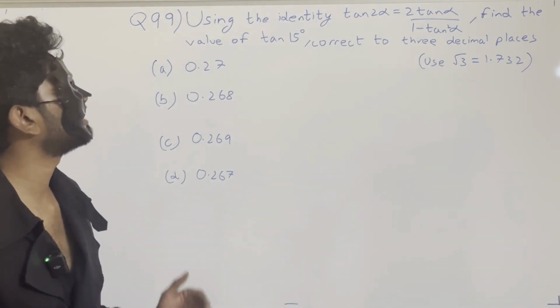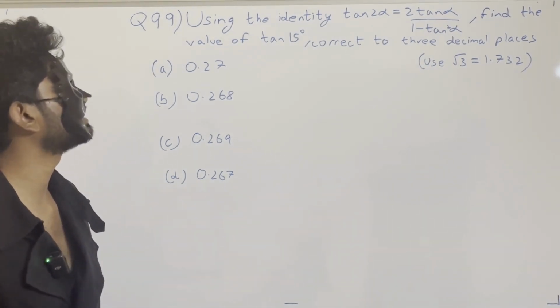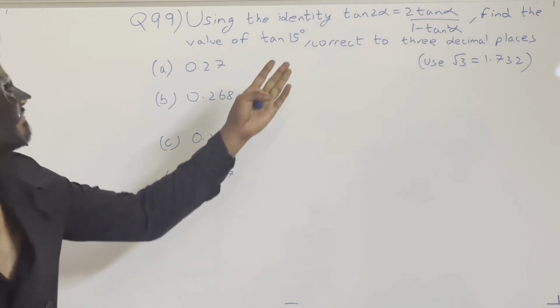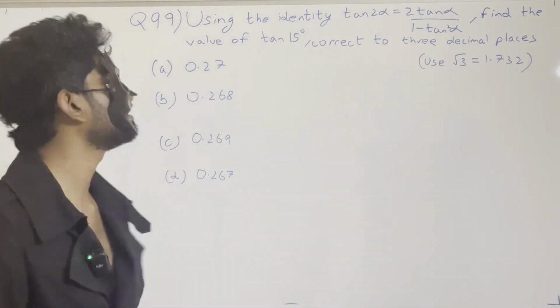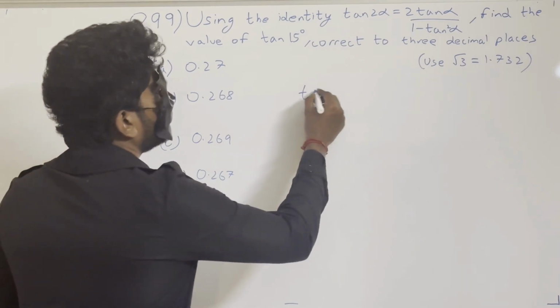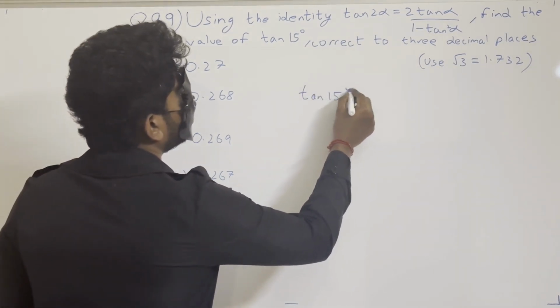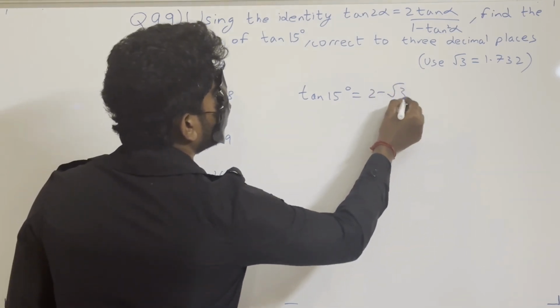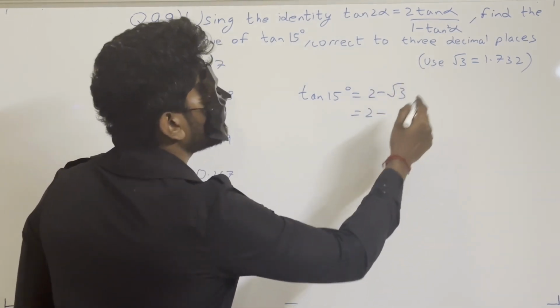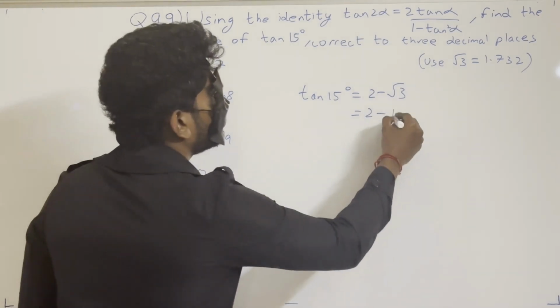So superhumans, next question is, using the identity tan 2 alpha is equal to 2 tan alpha by 1 minus tan square alpha, find the value of tan 15 degrees correct to 3 decimal places. Here giving that formula is extra information, I feel. So we already know, I already told you to memorize the tan 15 value, which is nothing but 2 minus root 3, and the value of root 3 is given to be 1.732 in the question.